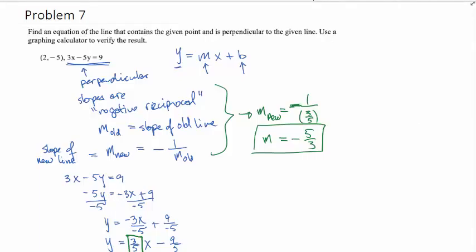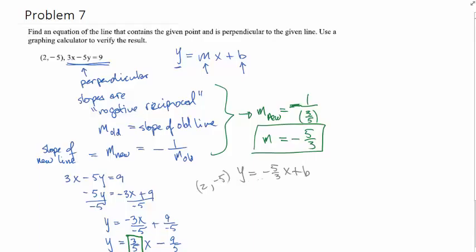Now let us take that slope that we got, put it into this equation, and then use our point to solve for b. So y is equal to negative 5/3 x plus b. We're going to borrow the point 2 comma negative 5. We'll put 2 in for x and negative 5 in for y, and we're going to solve for b. So nothing cancels. I have negative 5 is equal to negative 10/3 plus b. I want to add 10/3 to both sides.